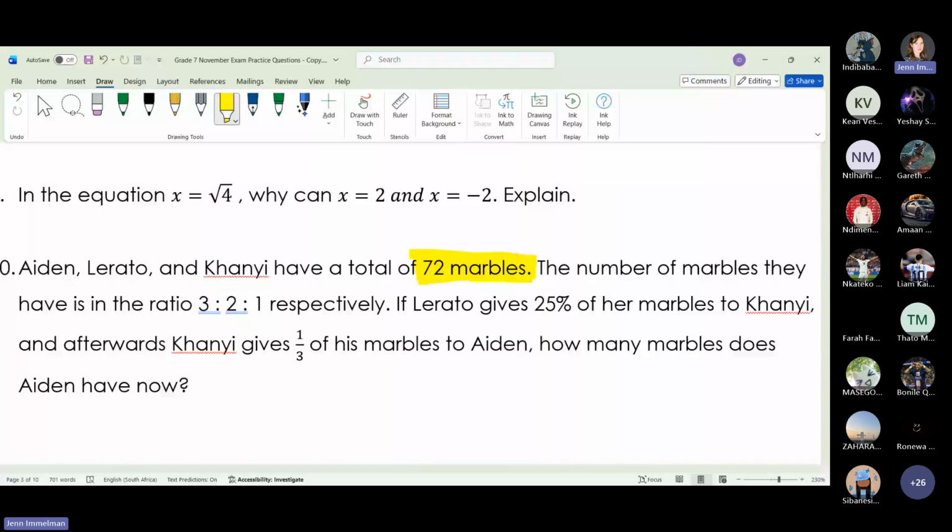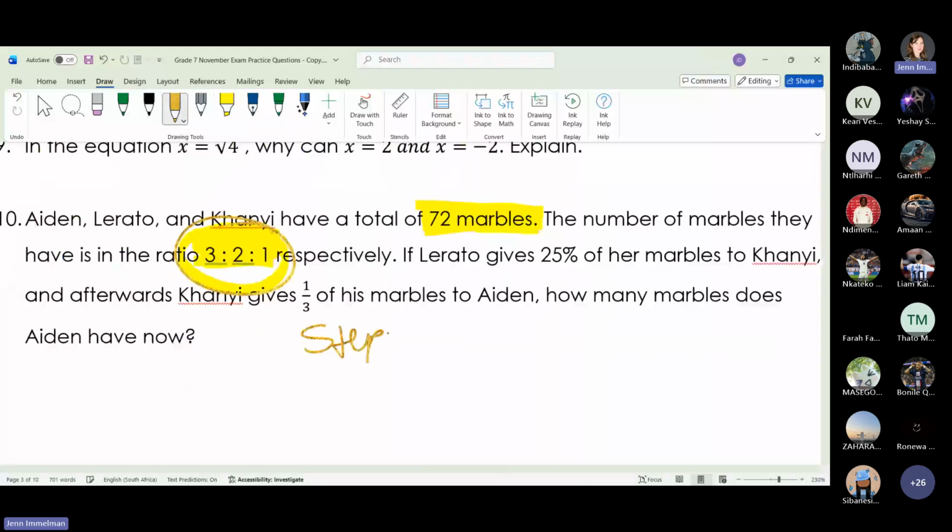Okay. 72 marbles. The number of marbles they have is in the ratio 3 to 2 to 1 respectively. I'm just going to stop there. Let's not go into ifs. Let's stop there. When I have ratios, I need to follow my 3 steps. Step 1, I add all of my ratios, all of my numbers together. So 3 plus 2 plus 1 is 6. Step 2, I take my total and I divide it by my answer in step 1. 72 divided by 6 is 12.